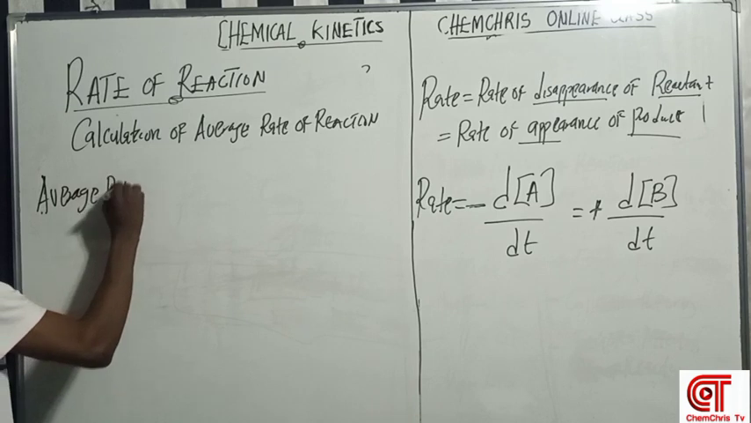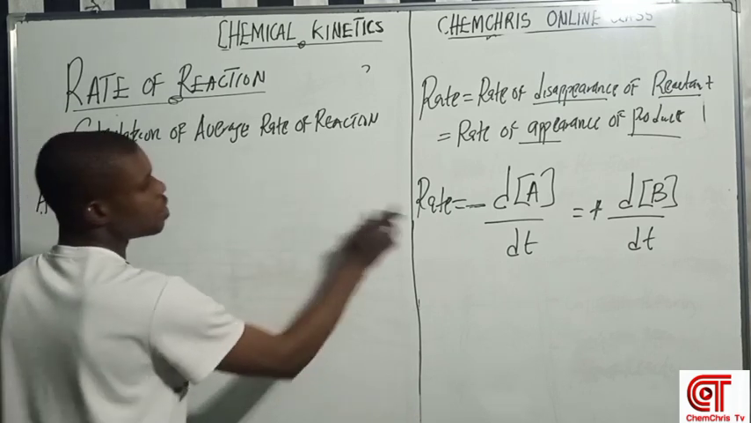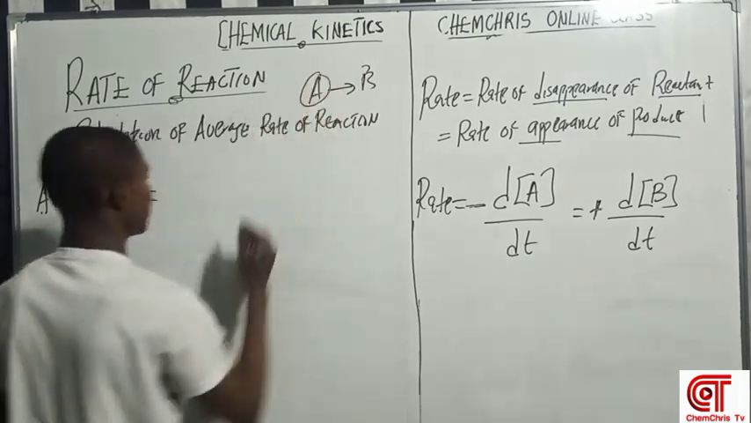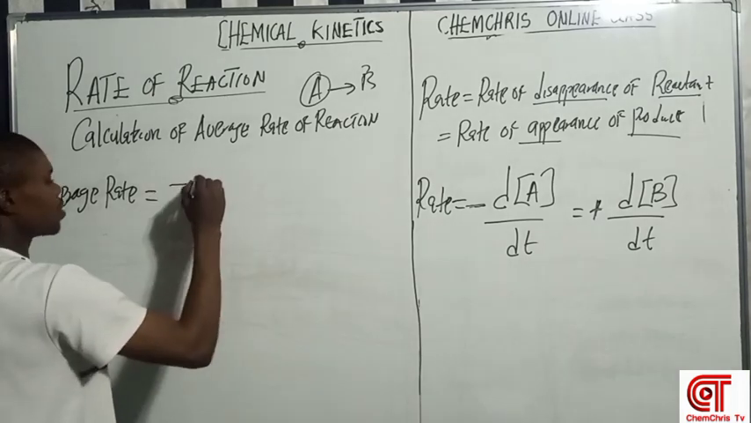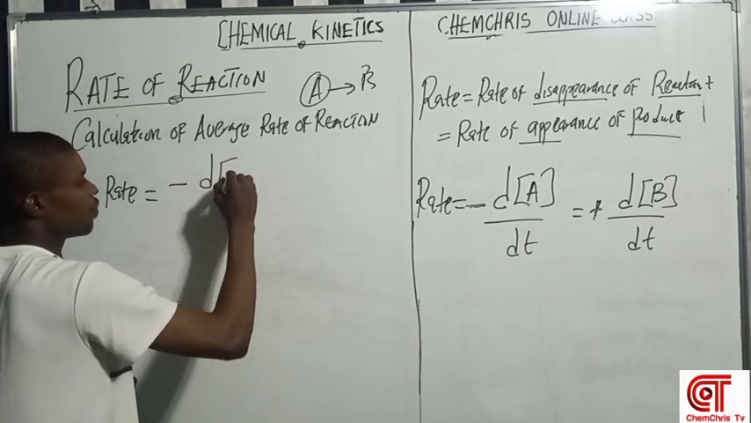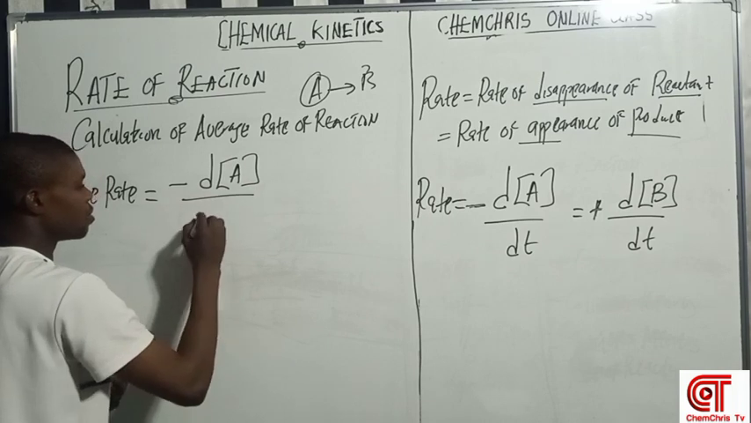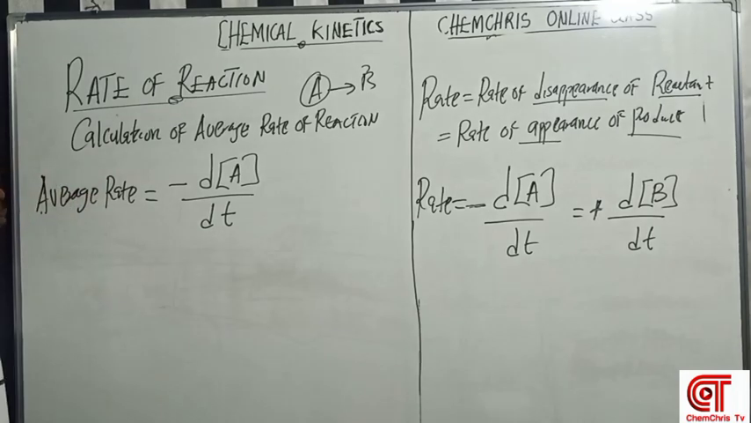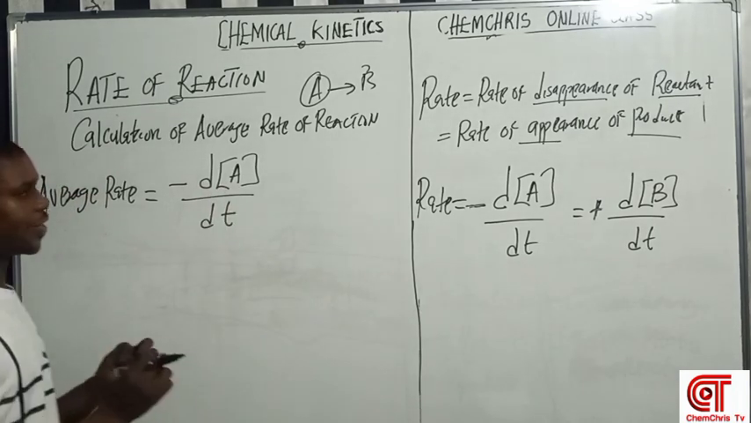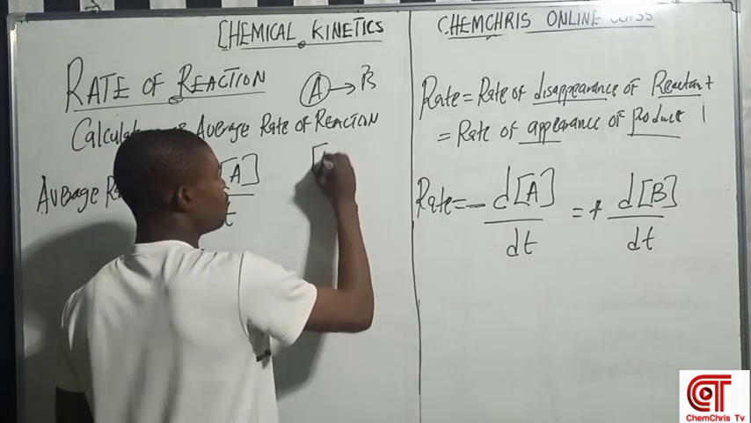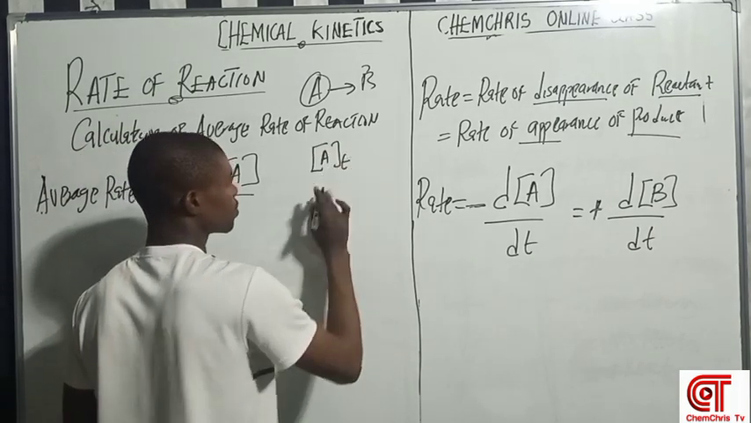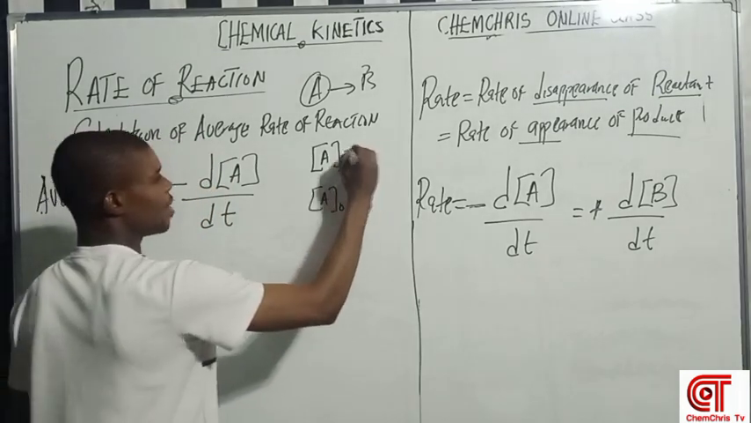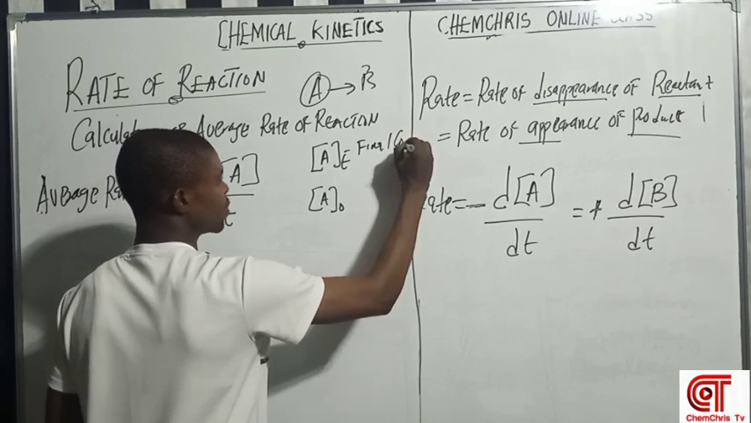So now we are still using this one here, A moving to B. If you look at this, it means minus the change in concentration of A over the change in time. When we talk about change, we have what we call the final concentration minus the initial concentration.